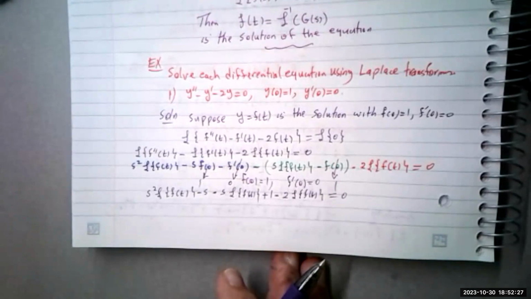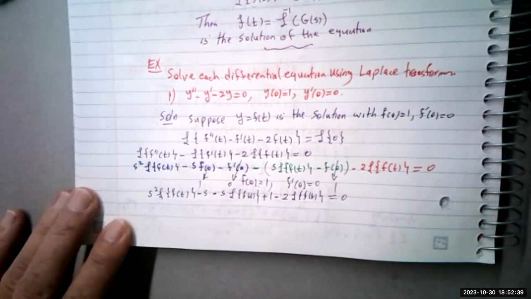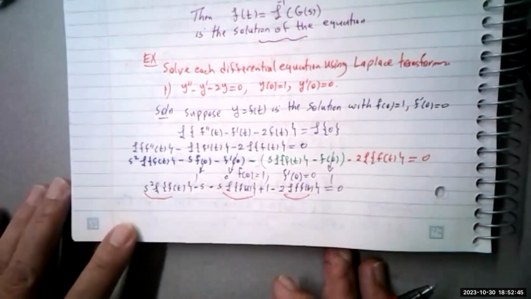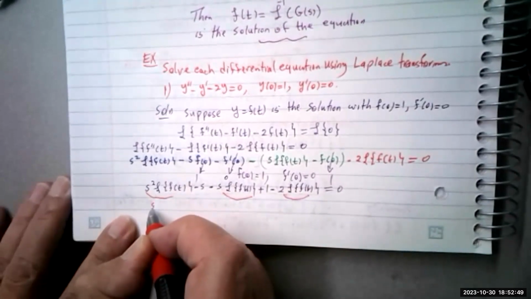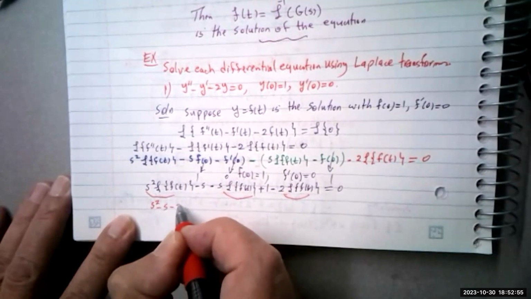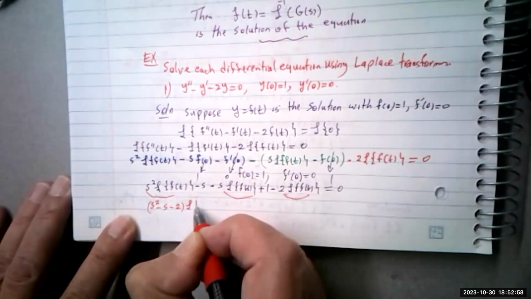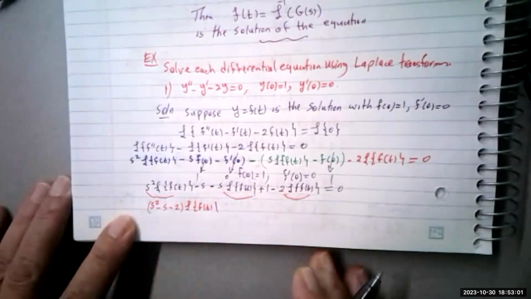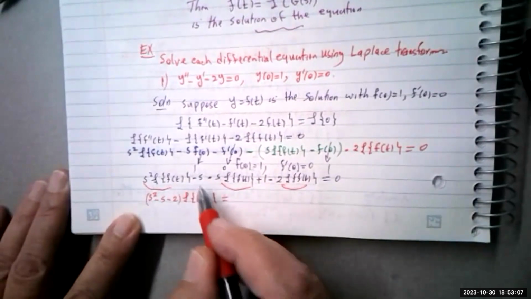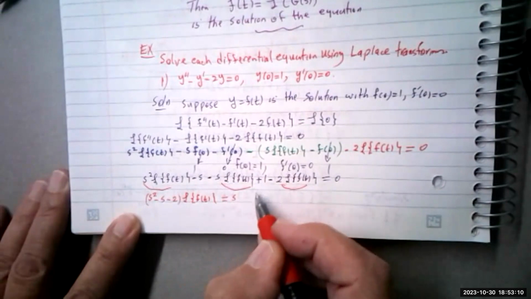Now you'll be able to factor out the Laplace of f of t. If you cannot simplify it, you combine the like terms, then you put it out as a factor. So this is what you have: s squared, minus s, minus 2 times the Laplace of f of t. So put them together, the coefficient would be s squared minus s minus 2, times the Laplace of f of t. Move everything else to the other side. So it's going to be equal to, on the other side, a positive s and a minus 1.